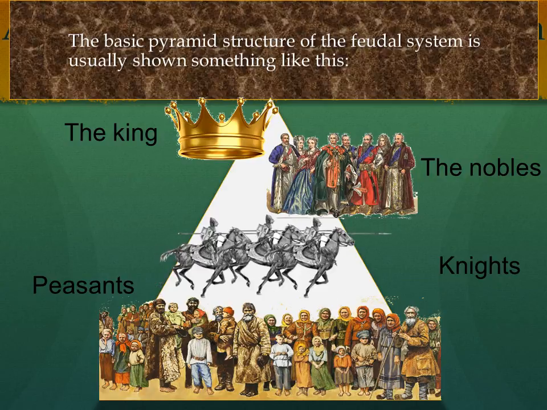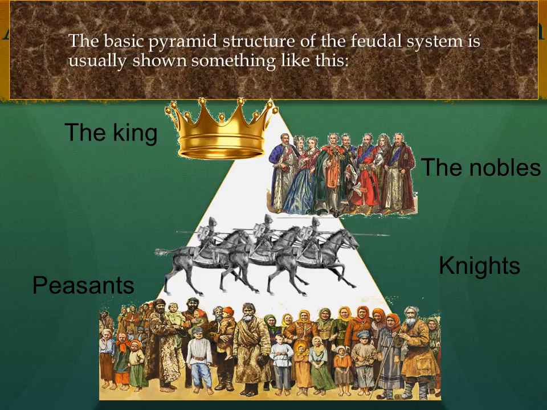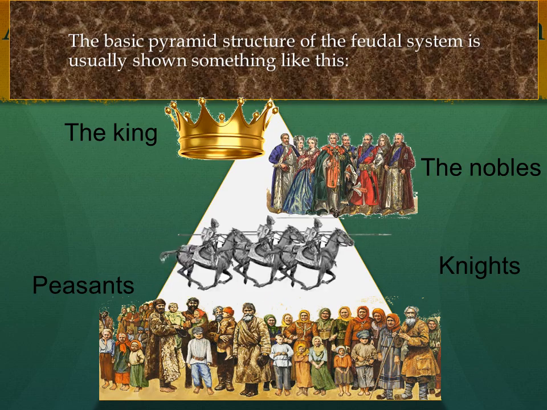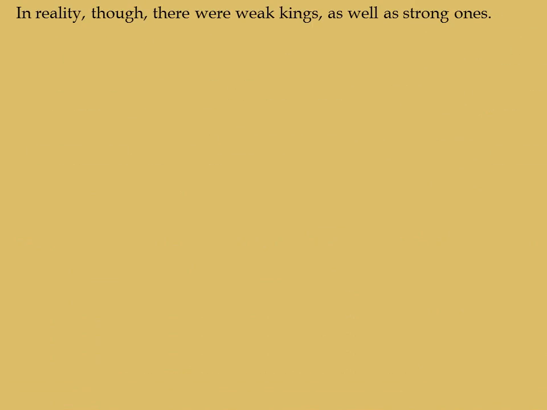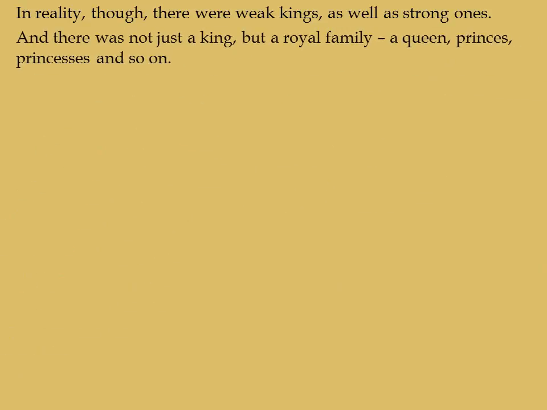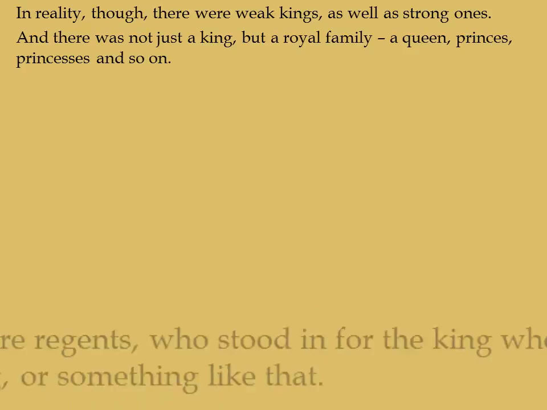But as I say, it's not really as simple as that. If you look at it in detail, you find that there's a lot more going on. So let's just take a little look. For example, the king. Okay, but there were weak kings. The king wasn't always the strongest person at the top there. There were weak kings as well as strong ones. And of course, there wasn't just a king. There would be a whole royal family. There'd be a queen, princes, princesses, the whole show. Usually, not always, but usually there'd be a royal family. So it wouldn't just be one person.